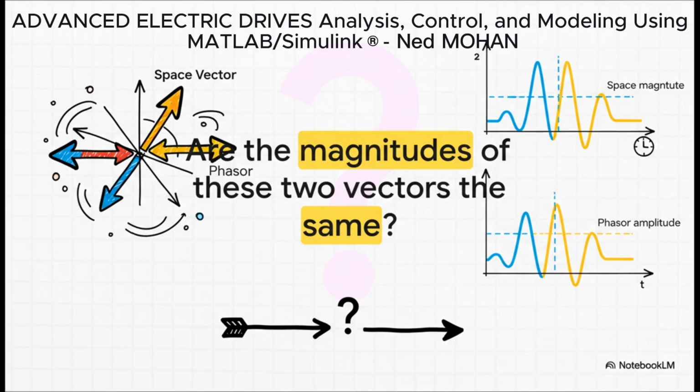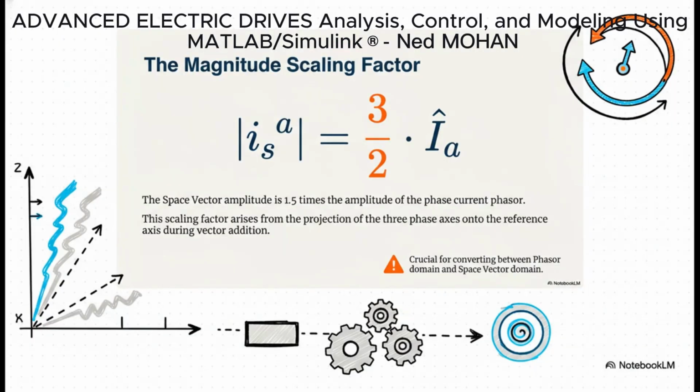Okay, if they're pointing in the same direction, does that mean they have the same length? Is the amplitude of the phasor equal to the amplitude of the space vector? The answer is a definitive no, and this is a point you absolutely must remember. Because of the way the vector projections of the 3 phases add up, the space vector's amplitude is 1.5, or 3/2, times the phasor's amplitude. This is a critical conversion factor you'll use all the time.